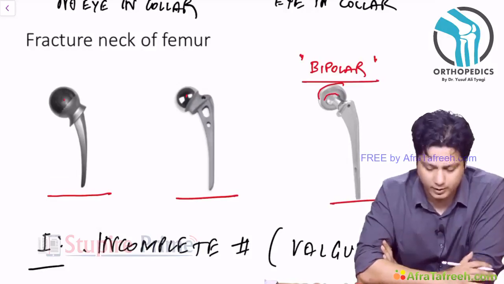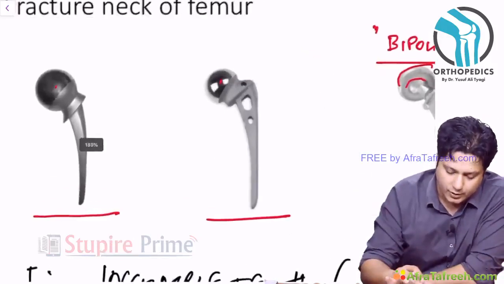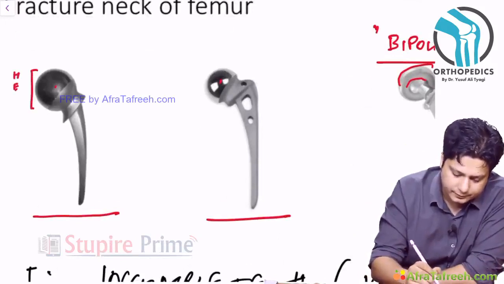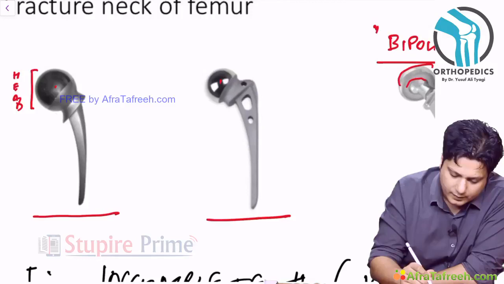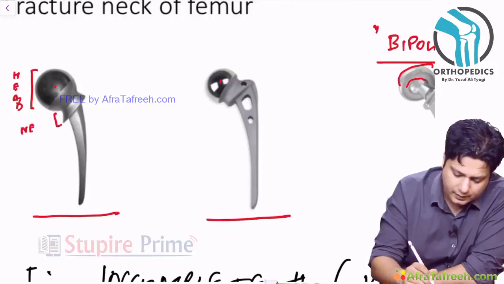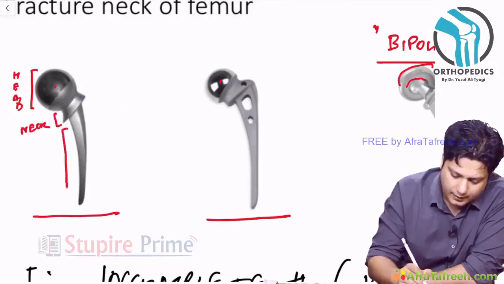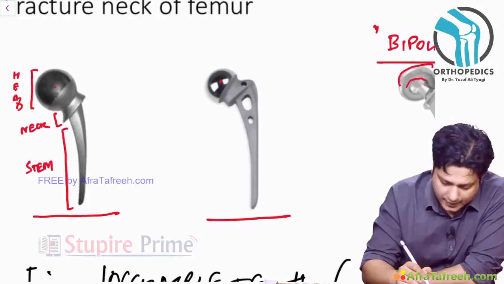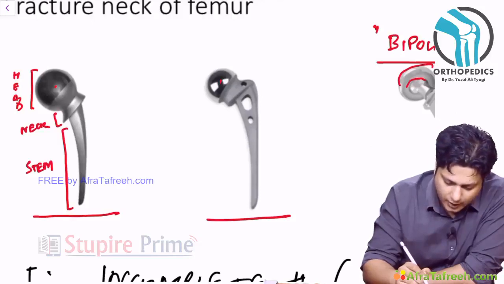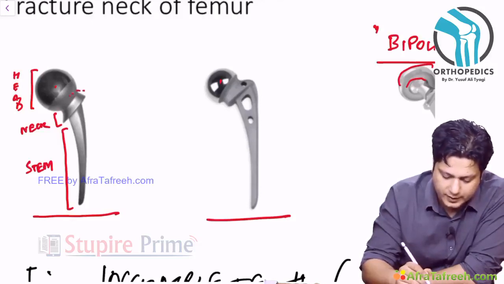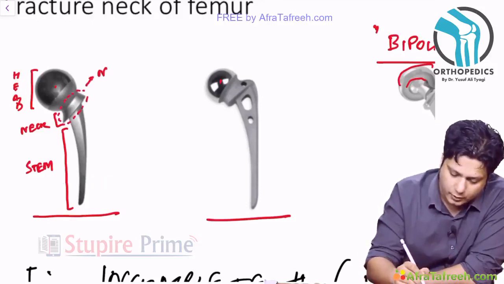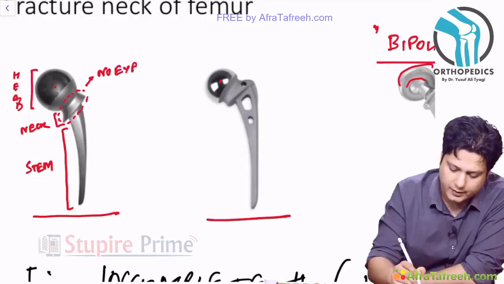Now come to the unipolar implant. Now in any unipolar implant, this region is the head, this region is the neck, and this one is the stem of the implant. Now in the neck region, as you can see, there is no eye, there is no hole which is present in the neck region around this prosthesis. So there is no eye in the neck.